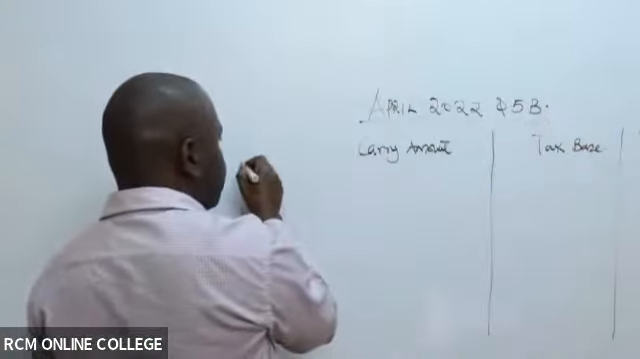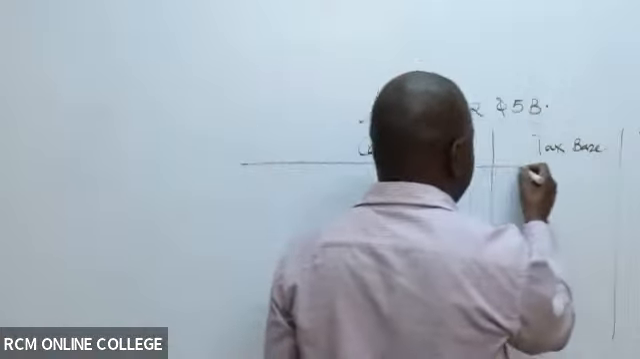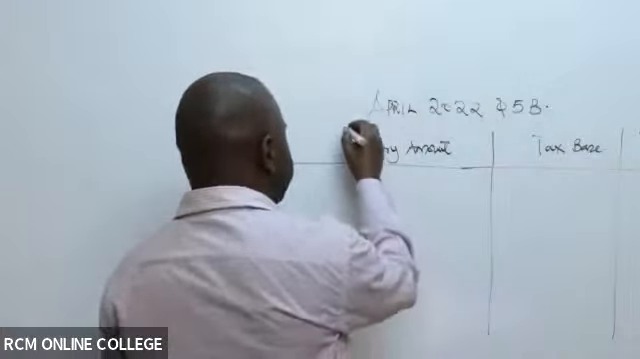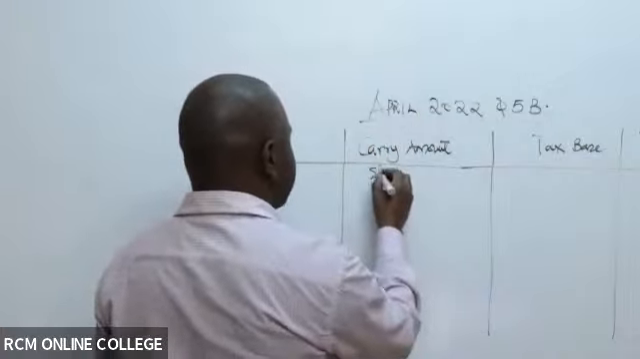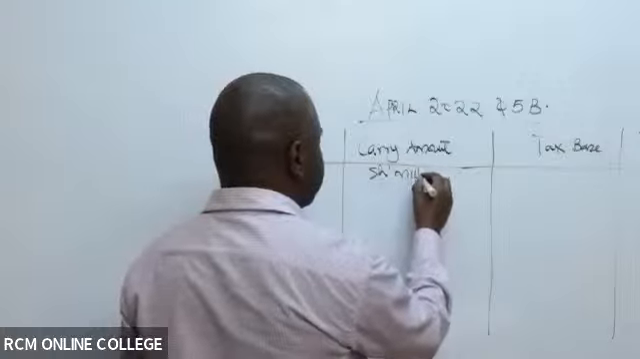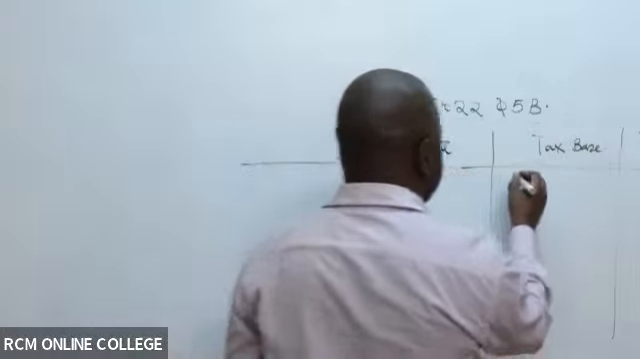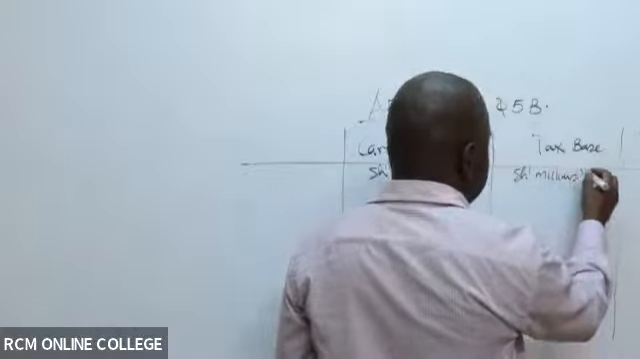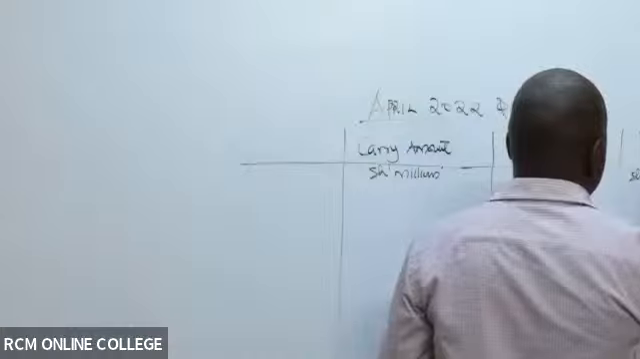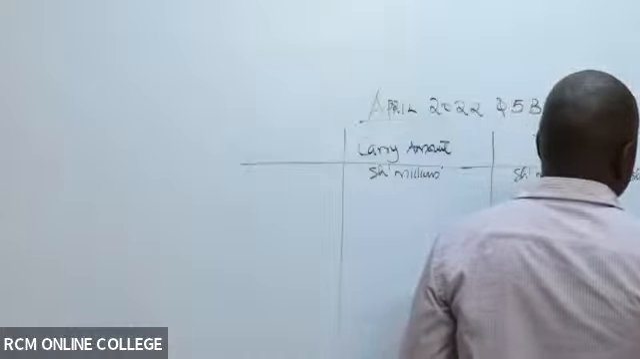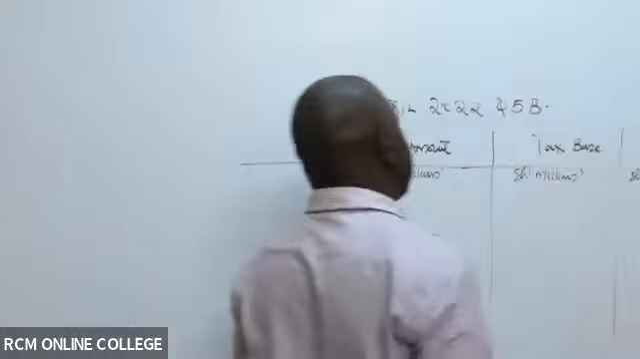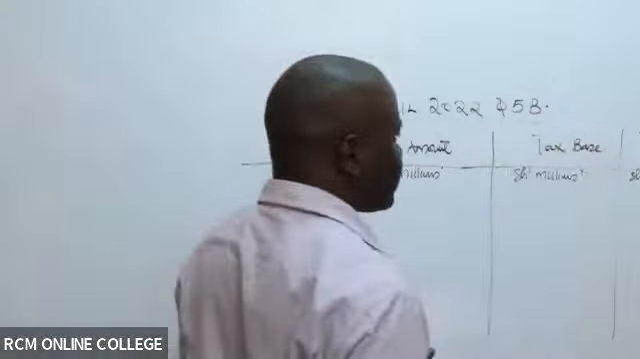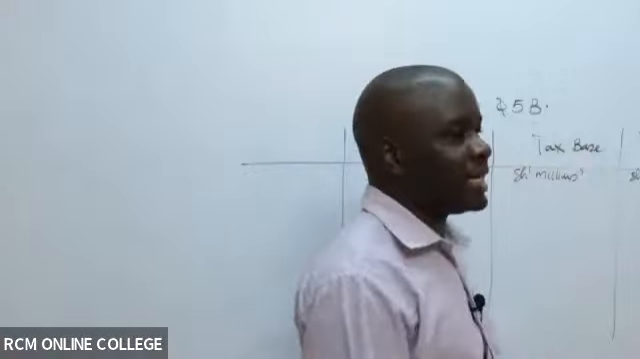So we can have our table there. Remember, our amounts are in shillings of millions. So we'll be able to get our temporary differences, and then from there, we can get our deferred tax.